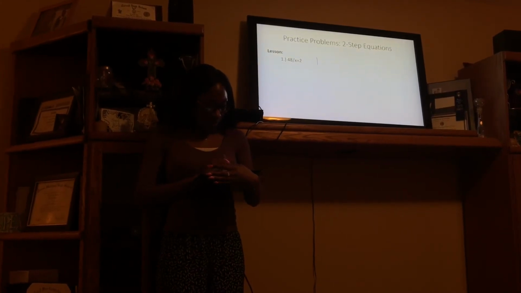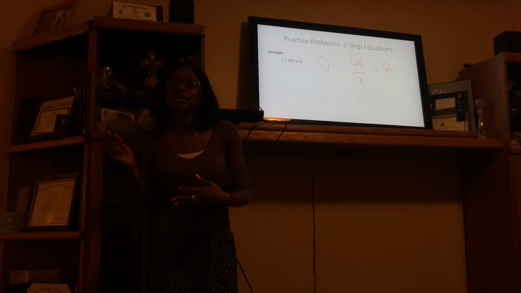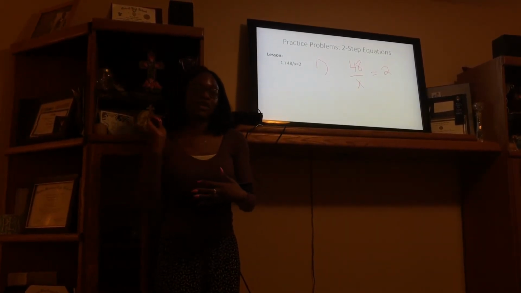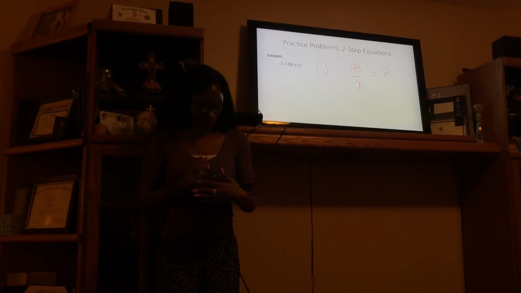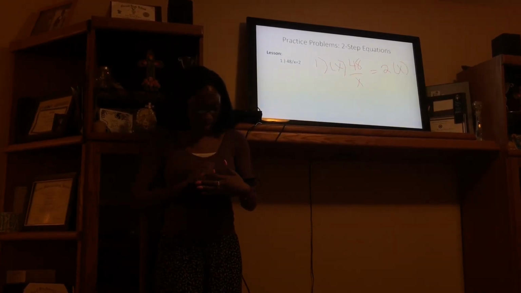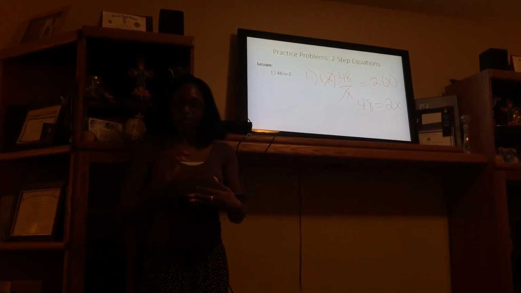We're going to practice some two-step equations together. The first step is to rewrite the problem. So that's going to be 48 over x is equal to 2. What is the first step to getting that x out of the denominator? What can we do, Patrick? Multiply x by both sides. So we can take x and multiply it on both sides. Those x's are going to cancel, which leaves me 48 equals 2x.